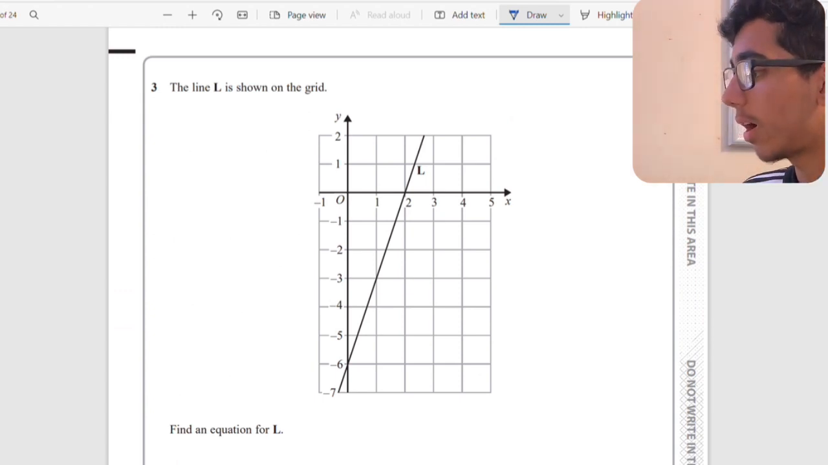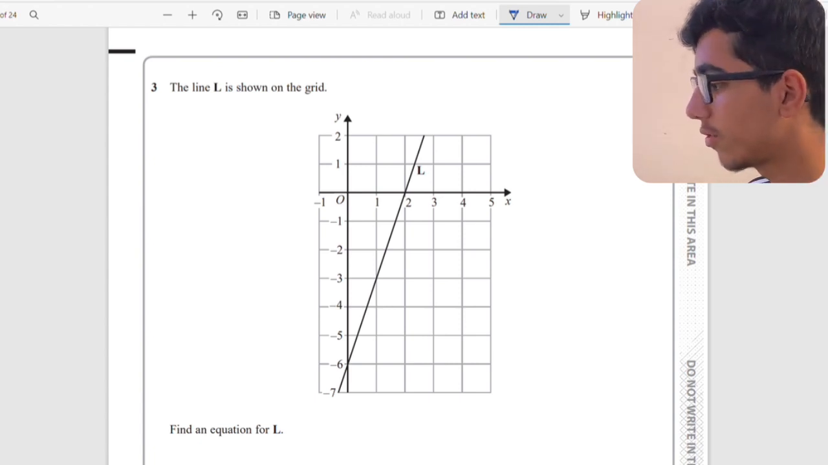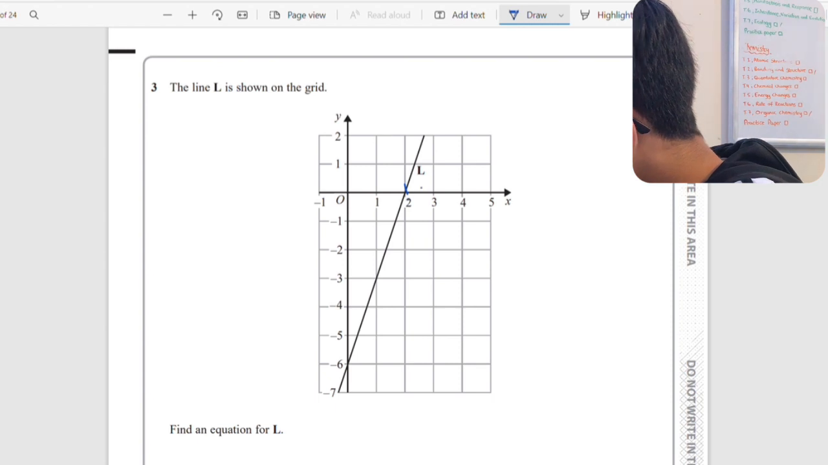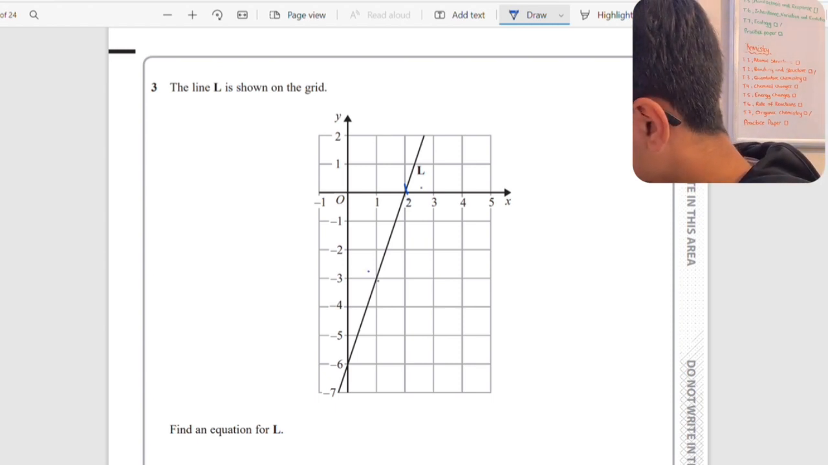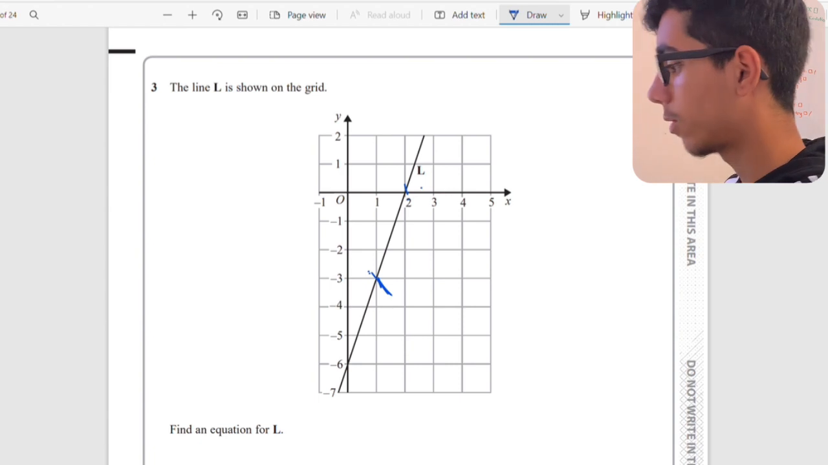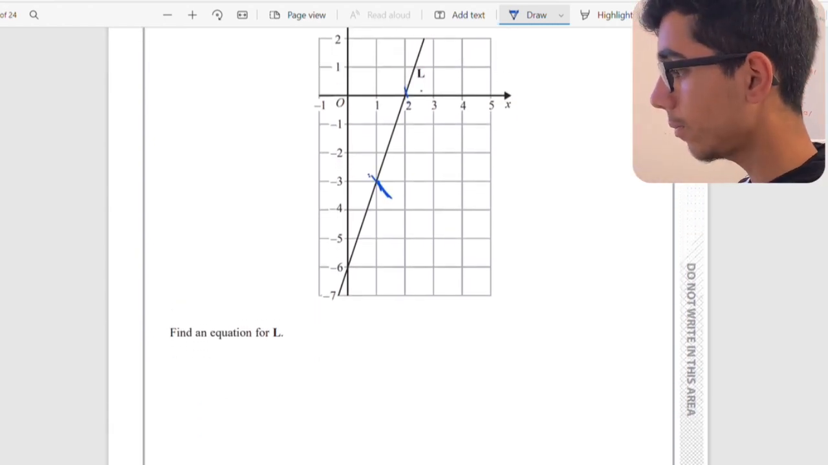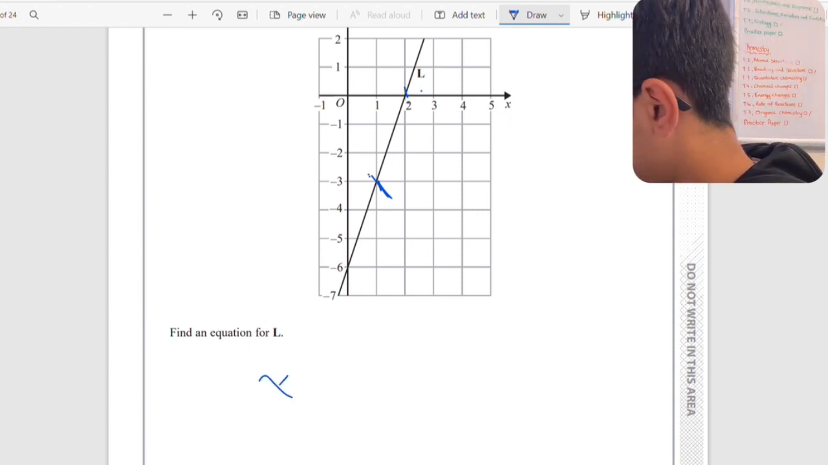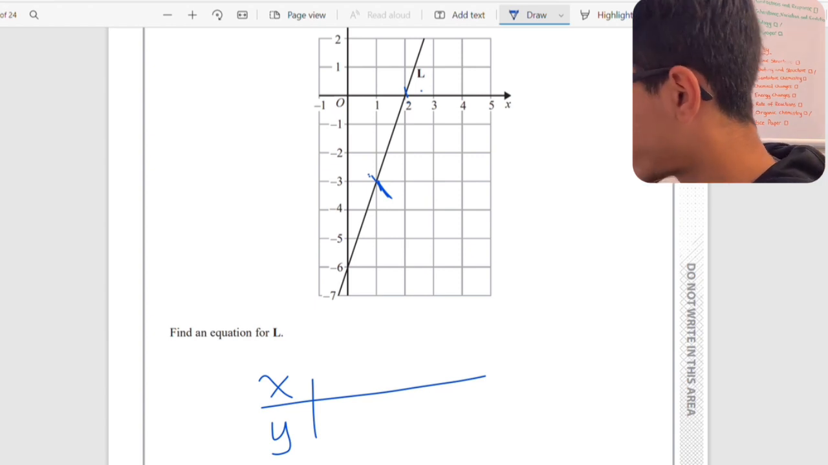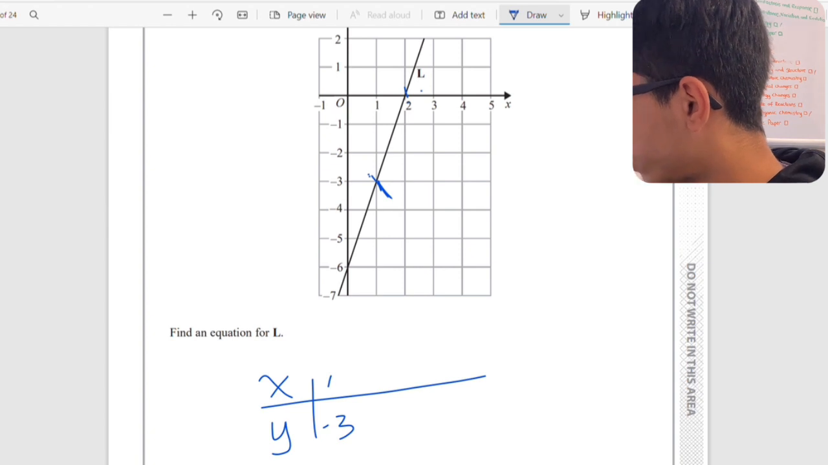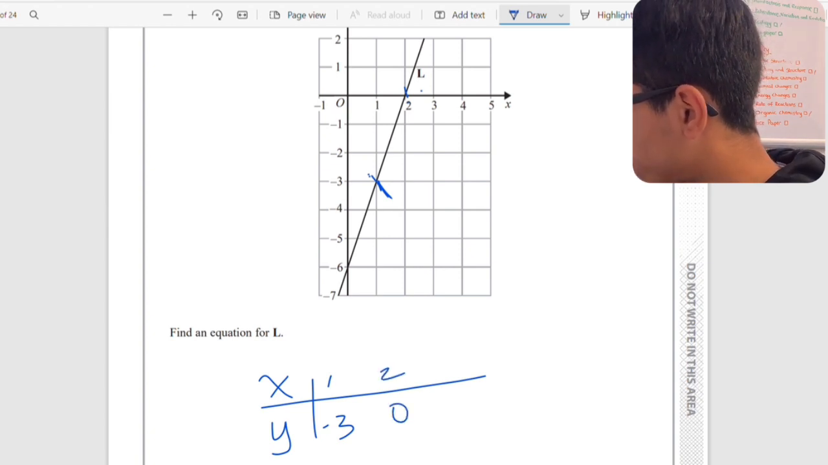Okay, the line L is shown on the grid. Find an equation for line L. Okay, so I still know how to find it. Basically, pick out two appropriate coordinates. So I'm going to pick this one, and I'm going to pick that one. The first thing you do is write the coordinates. I'm going to put an X and Y table with 1 and minus 3 and 2 and 0, and this is to find the gradient.